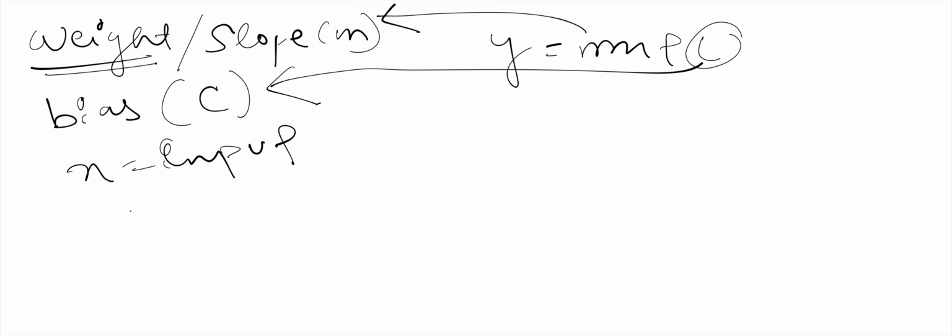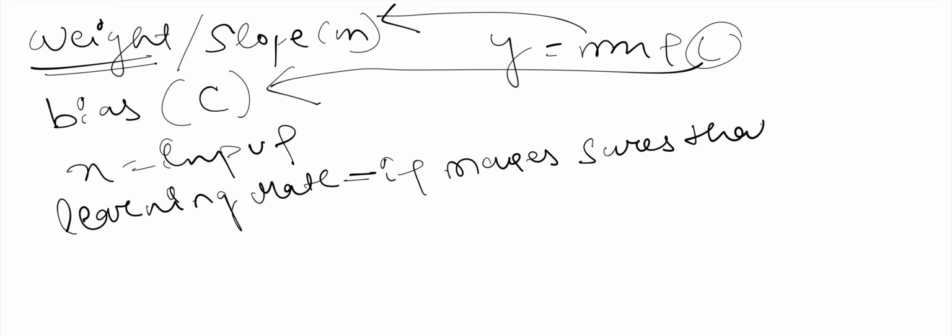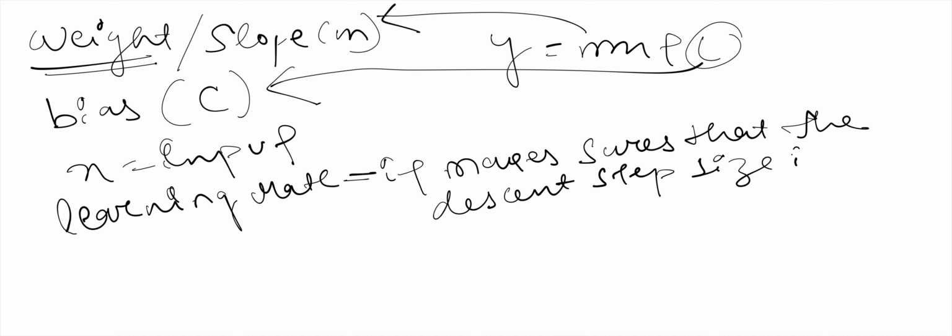Now there is another thing, learning rate. We will go through what it is. It makes sure that the descent is not broadened.